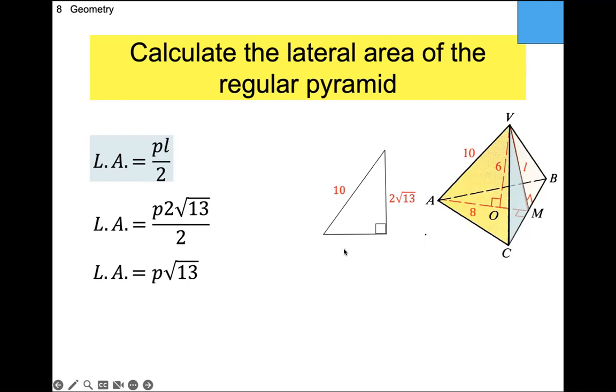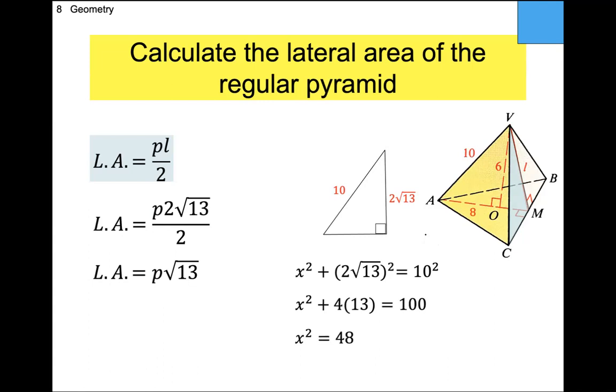So 10 squared is equal to x squared plus 2 root 13 squared. If you square 10, you get 100. If you square 2 root 13, that would be 4 times 13, or 52. Subtract 52 from both sides, and we get 48. Take the square root of 48, that's 16 times 3, and the square root of 16 is 4, so we get 4 root 3. Wow, that was a lot of work.